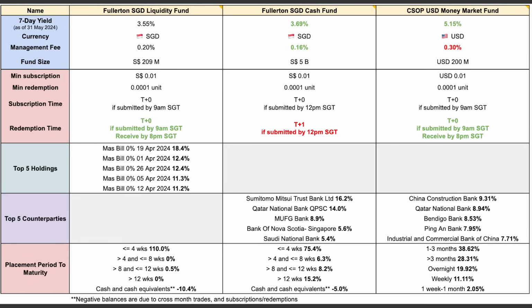As for the other 2 SGD funds, the special thing about the Fullerton SGD Liquidity Fund is that if you submitted the redemption before 9 AM on a business day, you'll be able to get back your money by 8 PM on the same day. Whereas for the Fullerton SGD Cash Fund, if you submitted the redemption before 12 PM, you will only be able to get back your money by the next business day. So it mostly depends on how fast you want your money back. But personally, I would still prefer the Fullerton SGD Cash Fund as the redemption speed is almost the same, it has a higher yield, and a lower management fee.